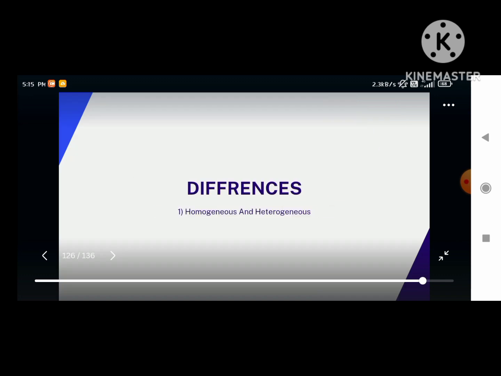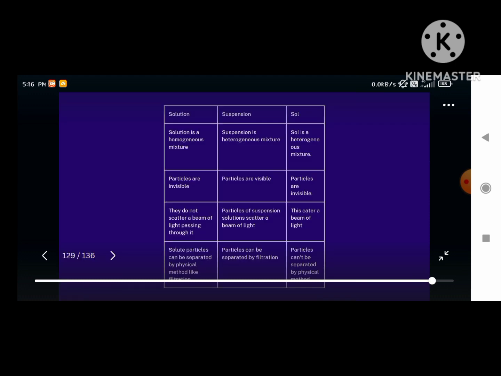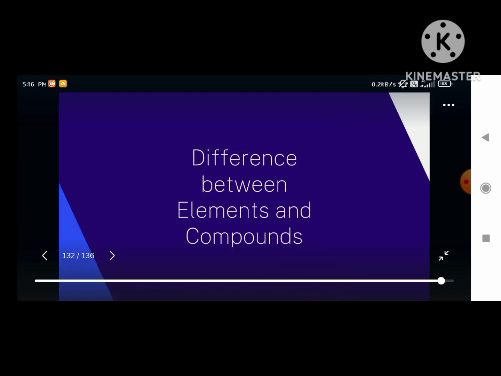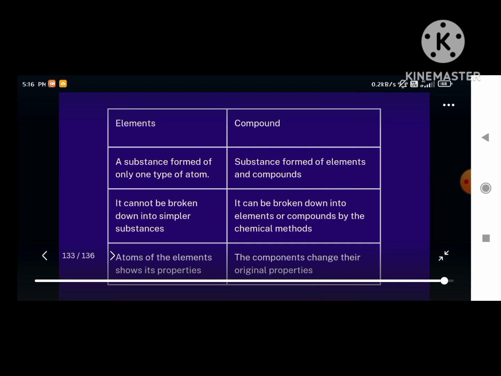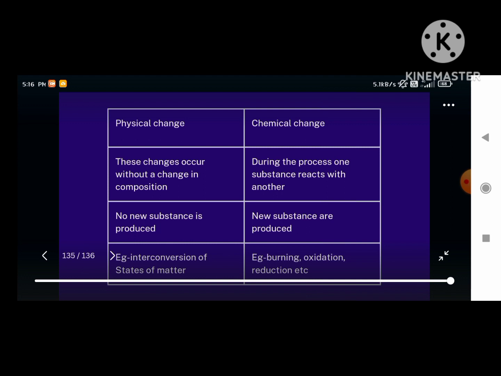So these are the differences: homogeneous and heterogeneous, solid, solution and suspension, mixture and compound, elements and compound, physical change and chemical change.